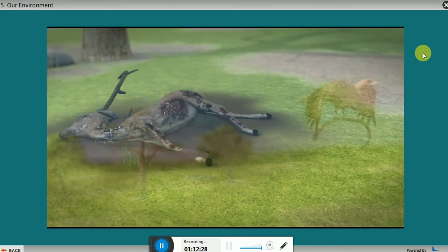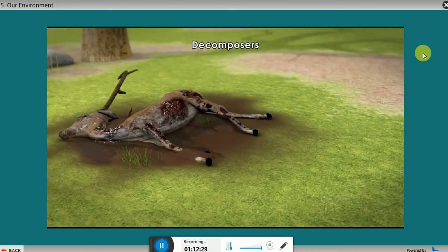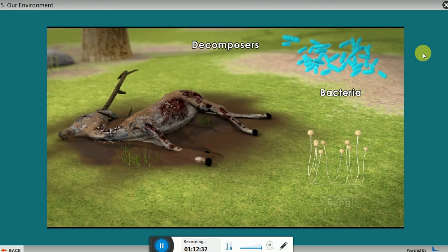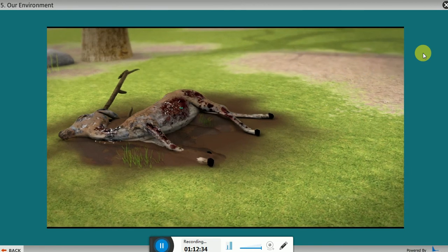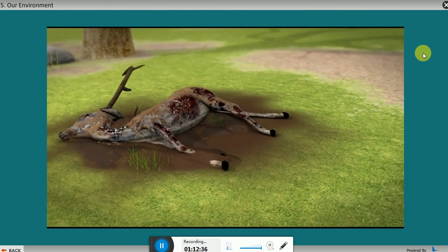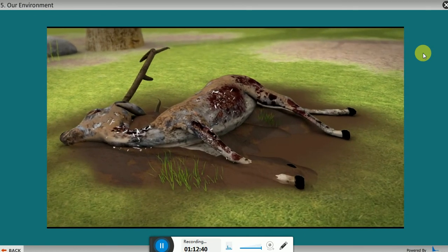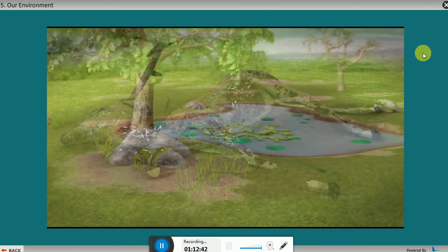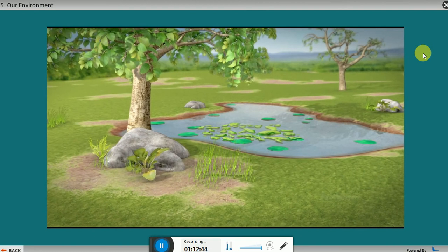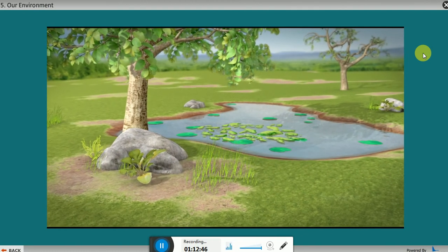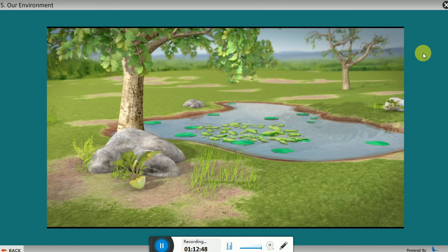Decomposers, such as bacteria and fungi, break down dead materials into inorganic substances and produce heat as a byproduct. To better understand how this loss of energy works, let's take a brief look at a simple ecosystem.